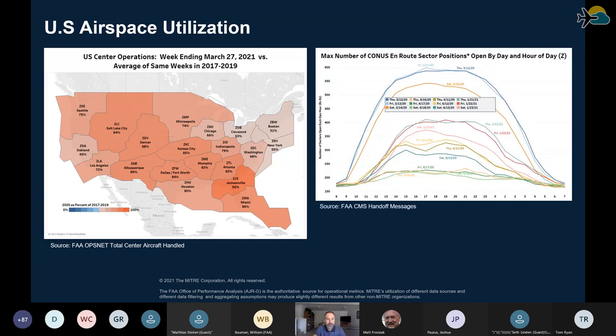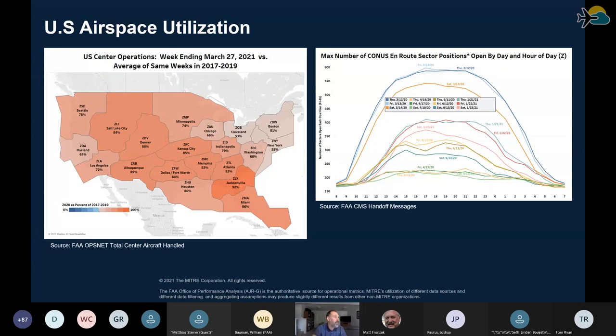This is a new chart. I haven't shown you guys this last time. I call this my Darth Vader helmet chart. I didn't make it, but I named it. What you're looking at here is the max number of CONUS en route sector positions that are open by day, by the hour of the day. So the hour of the day is across the x-axis on the bottom. The peak is around 17, 18 out to 22Z.